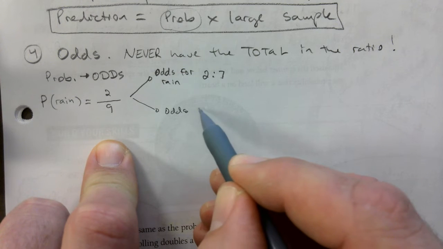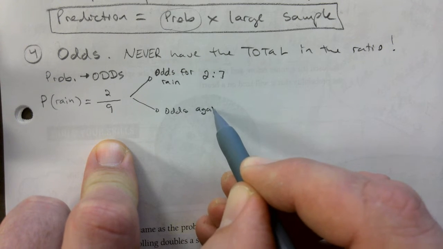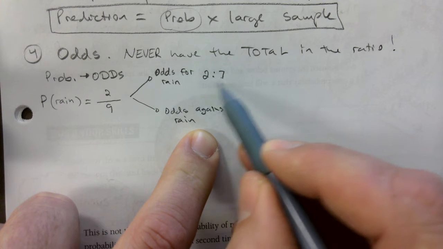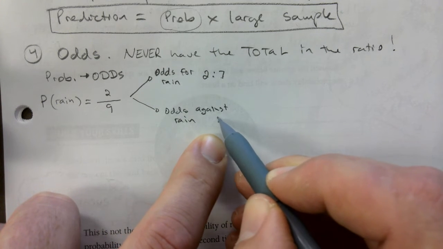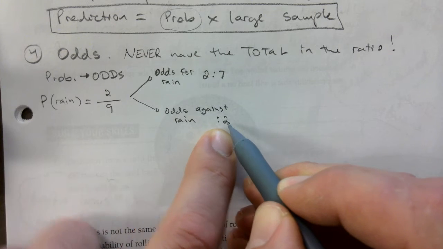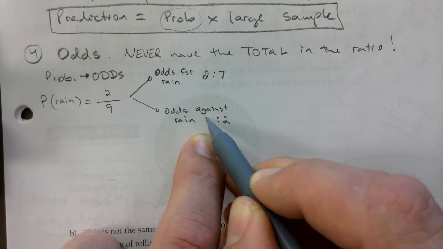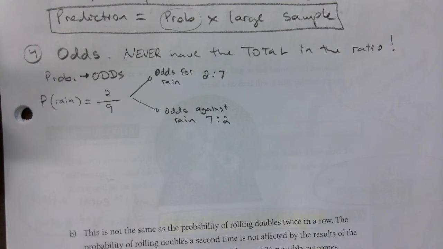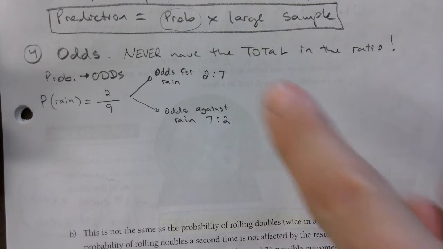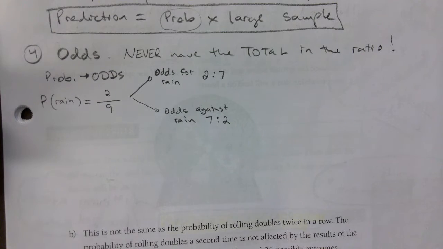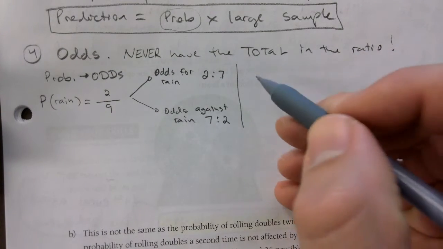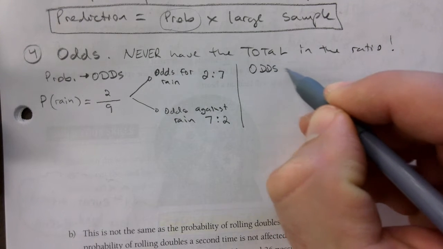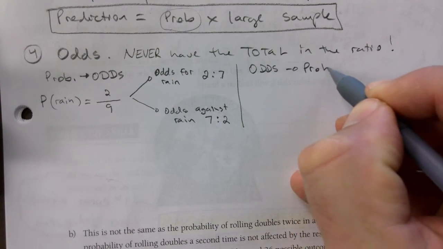Odds against rain is essentially just flipping that. But I always focus on the rain going first on the other side, and then I go 9 minus 2 to get the other number. So it's essentially just flipping this one to the other side. Okay, so we're going to put that there. And then odds to probability.